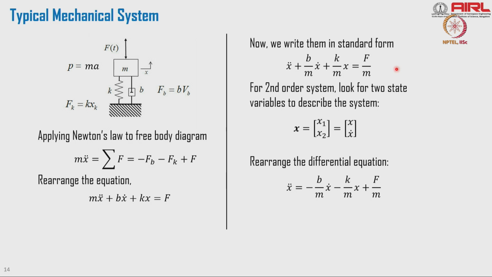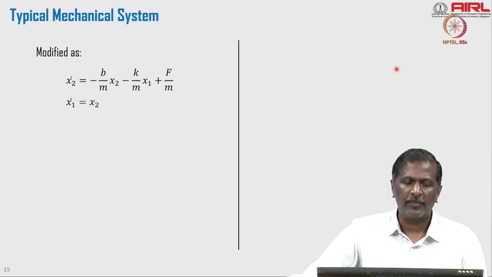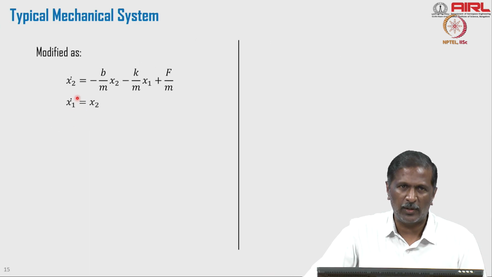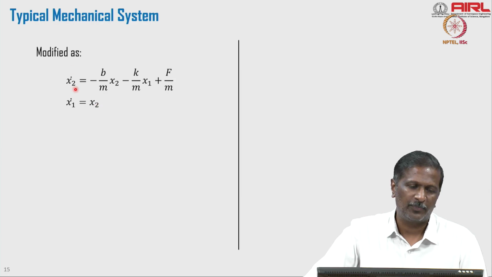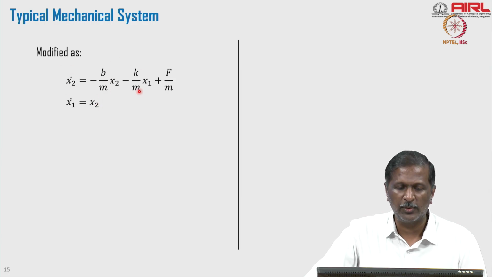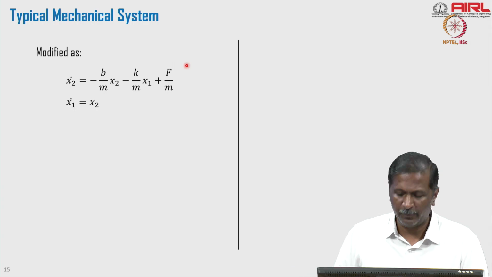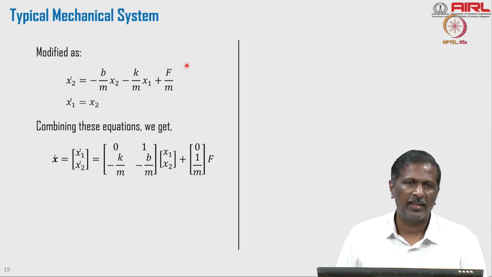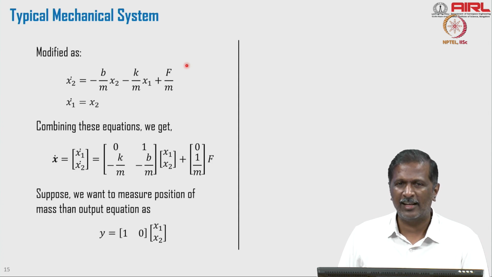Then if I substitute, x1 is x, x1 dot is x dot, which is nothing but x2. x2 is nothing but x dot, x2 dot is x double dot. That will become minus b by m x2 minus k by m x1 plus f by m. So, I can use this and represent them in a typical state space form. X dot is equal to this, and let us say I want to get the displacement as an output, then y is equal to C times x.